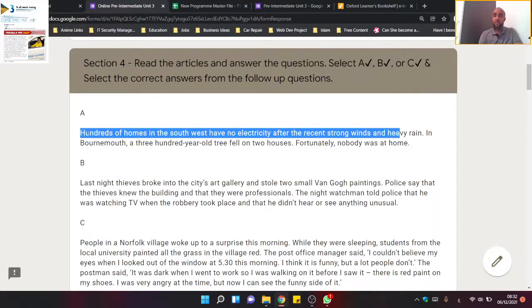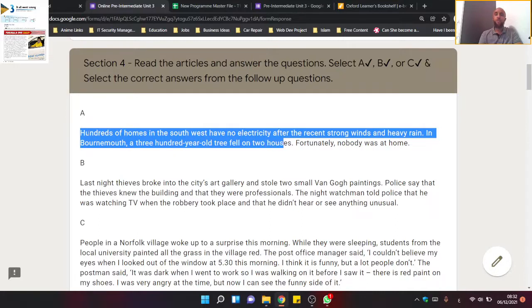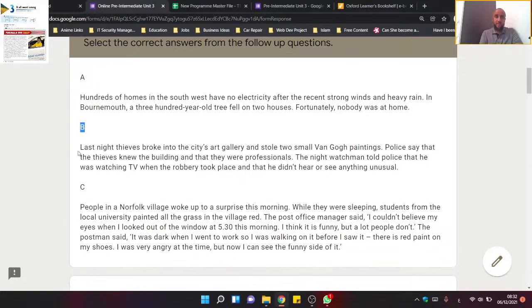Here it says hundreds of homes in the southwest have no electricity after the recent strong winds and heavy rain. In Bournemouth, a 300-year-old tree fell on 2 houses. Fortunately, nobody was at home. Okay, so this is interesting. This is a story about bad weather, and bad weather can sometimes cause problems like this. Okay, good. Let's read article B now together, inshallah.